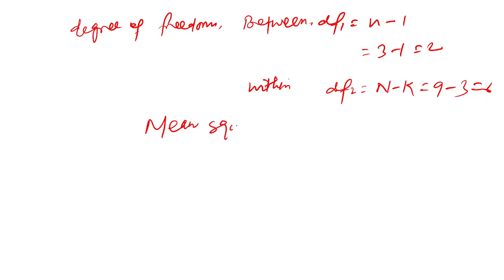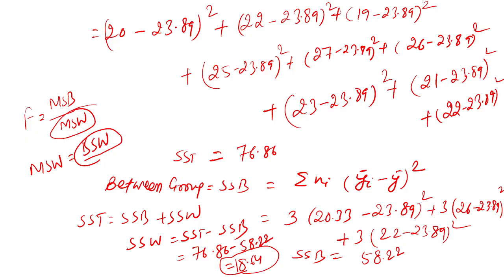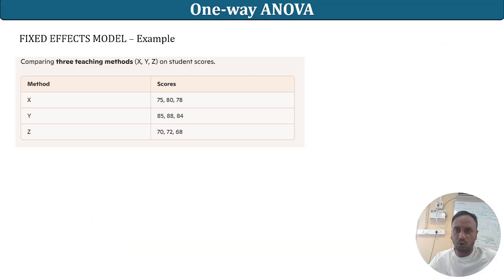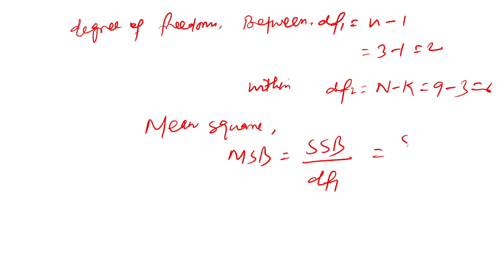So now we have to calculate the mean square. First we calculate MSB. It will become SSB by the between degree of freedom, df1. SSB, how much we got from the last, SSB we got 58.22, upon df1, 2. What is the value that came? It will come 29.11.